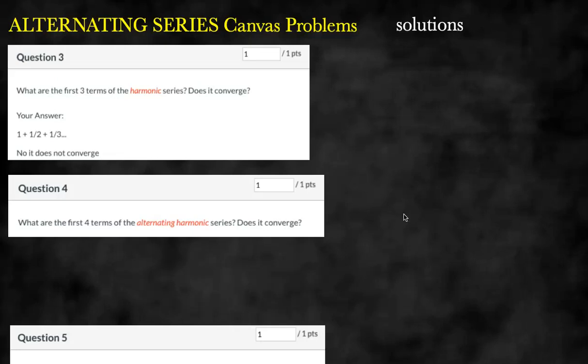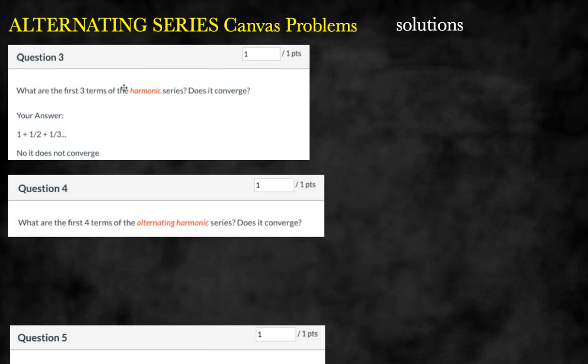Okay, everybody, it looks like it's time to go over some of those Canvas questions on alternating series. So here we go. I skipped questions 1 and 2. They're pretty much just definitions. You can get them from the videos, or you can look them up, but they really are just definitions of what alternating and what absolute versus conditional convergence are. So we're going to go to number 3.